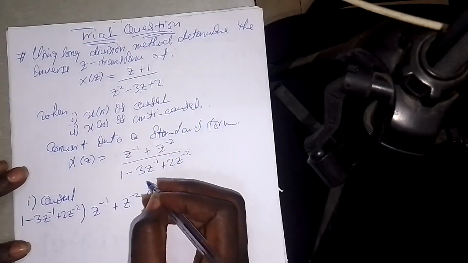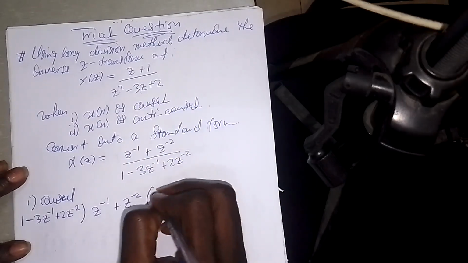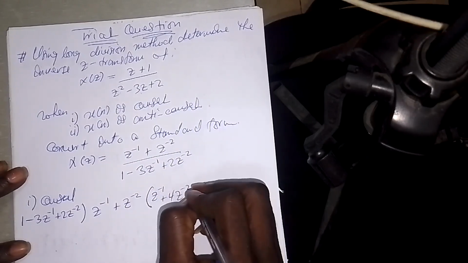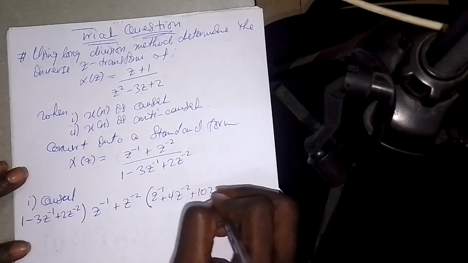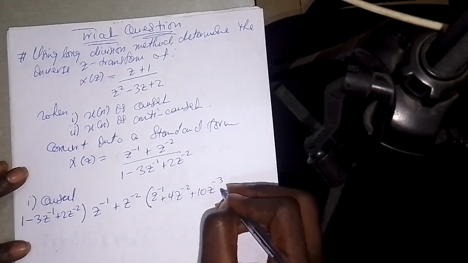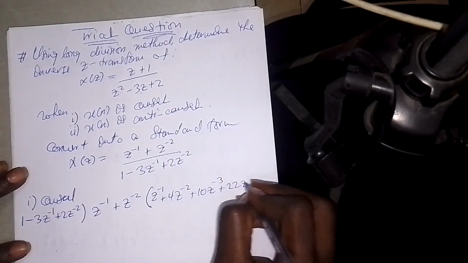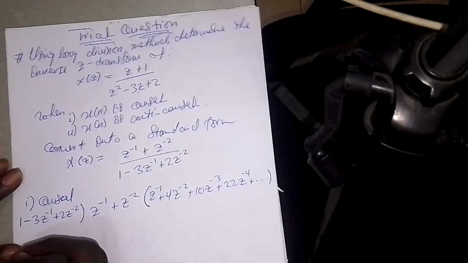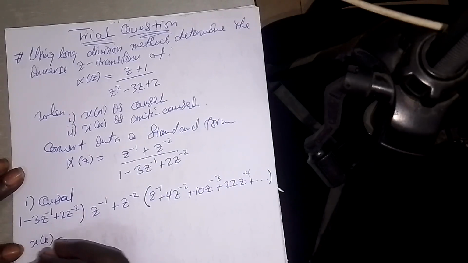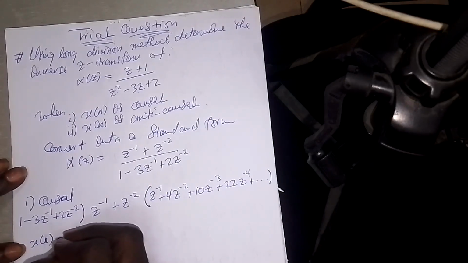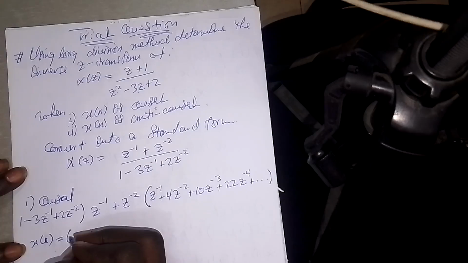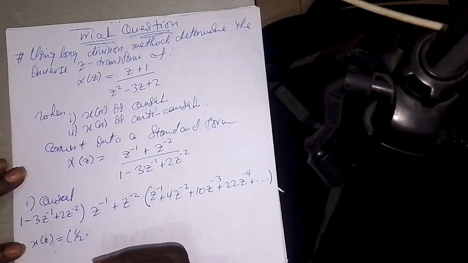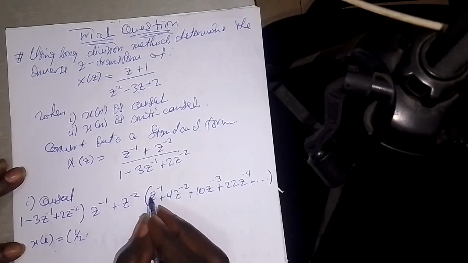So this is the answer that you are supposed to get: Z exponent minus 1 plus 4Z exponent minus 2, plus 10Z exponent minus 3, plus 22Z exponent minus 4, plus up to infinity. So now your x of n is going to be this particular series.